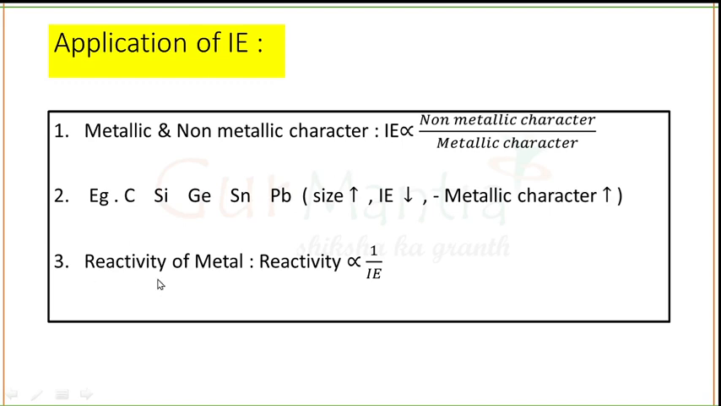Next point is reactivity of metal. If you want to know about the reactivity, you should know about the ionization enthalpy, because reactivity and ionization enthalpy follow an inverse relationship. If you increase the value of ionization enthalpy, the reactivity of the metal should decrease.